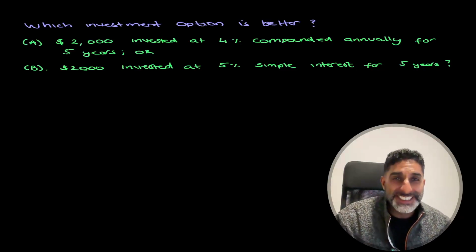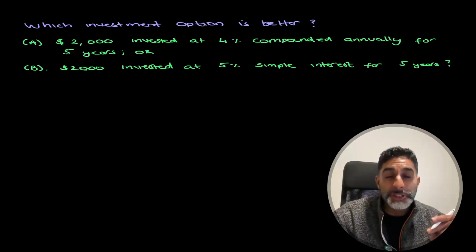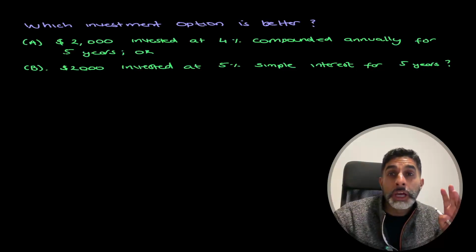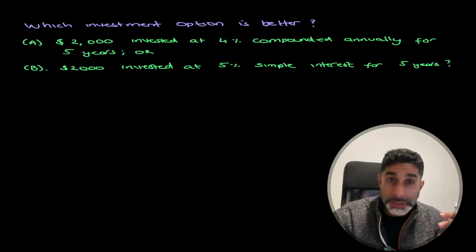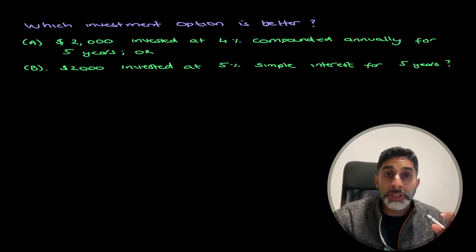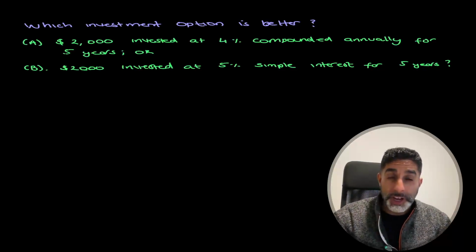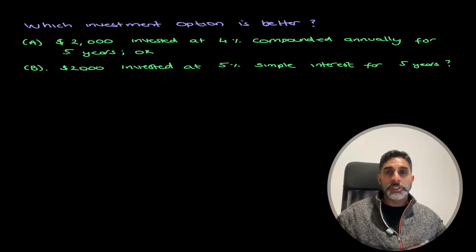So I've got a nice challenging question for us today about finance. Which investment option do you reckon is better? The first one, you've got $2,000 and it's invested at 4%, which is compounded annually for 5 years, or option B, the same amount, $2,000, but this time it is invested at 5%. So you're getting a slightly better interest, but it's done via simple interest and for the same time period of 5 years. So let's actually learn how to calculate this and figure out what the best option is.